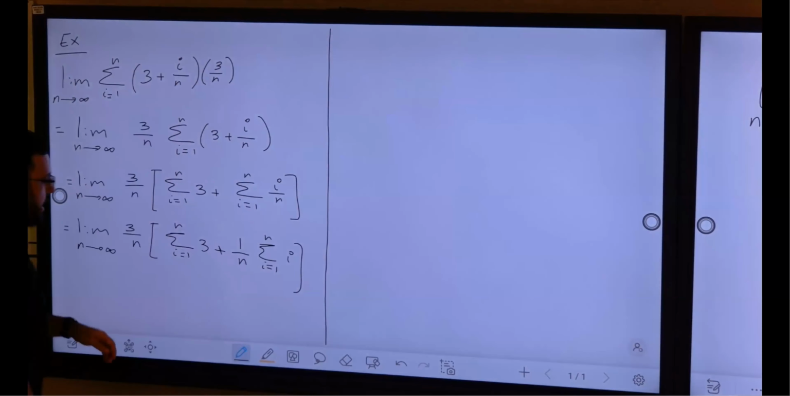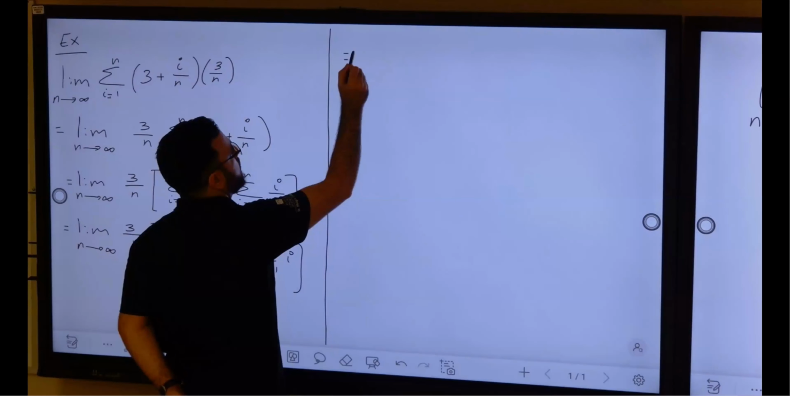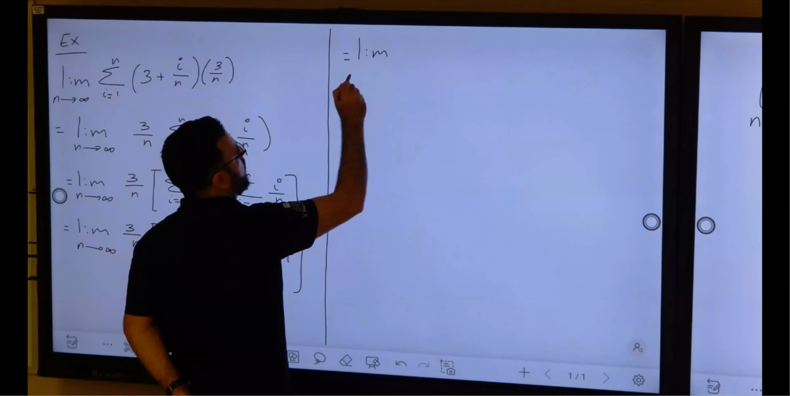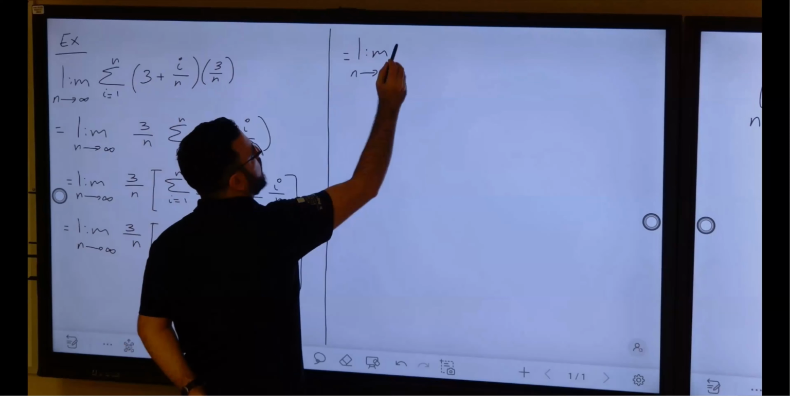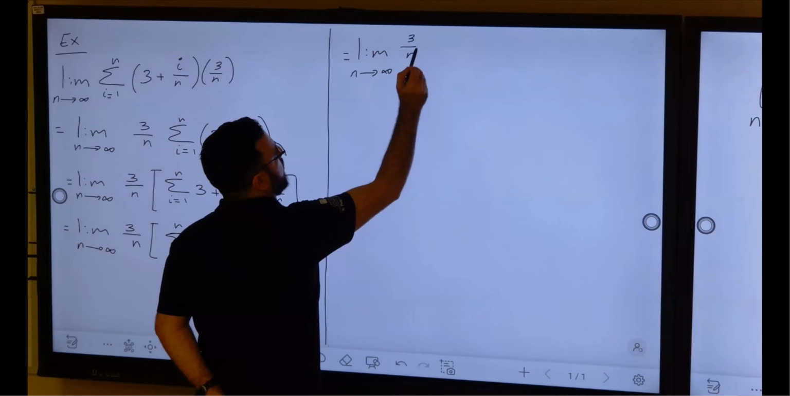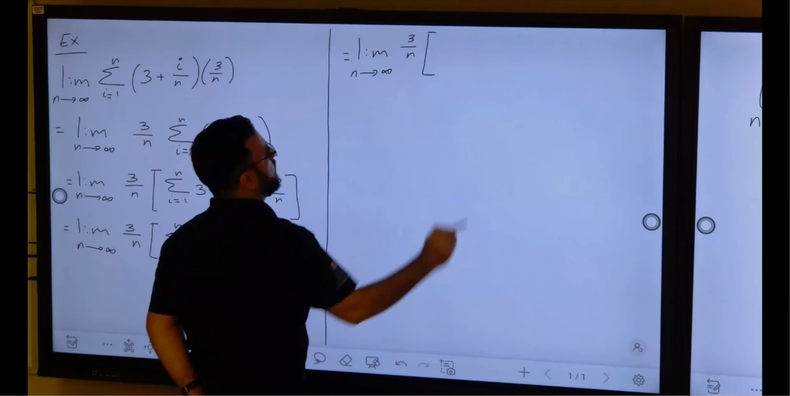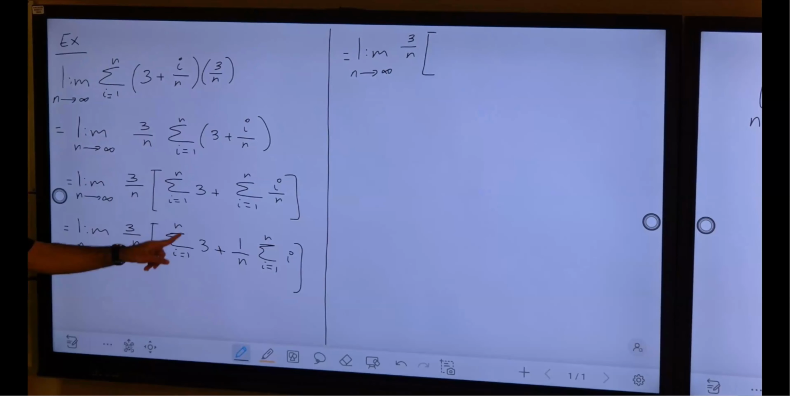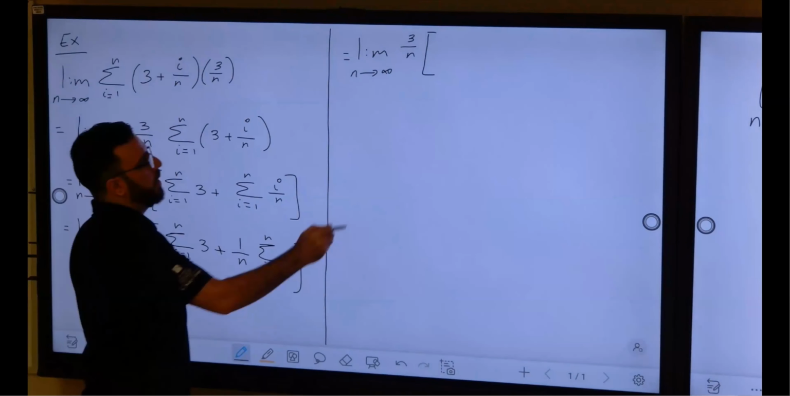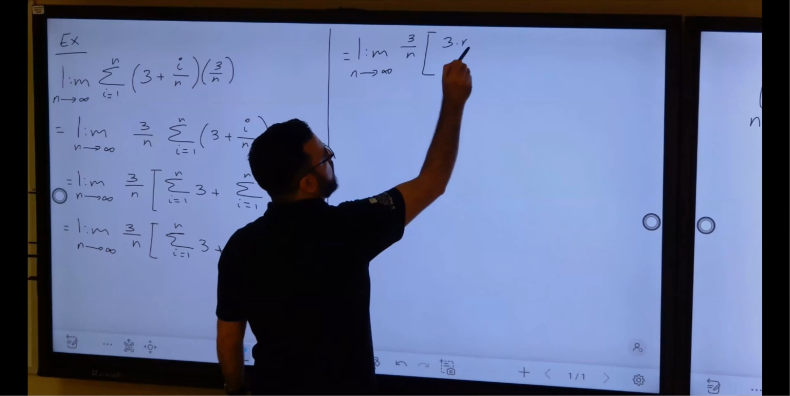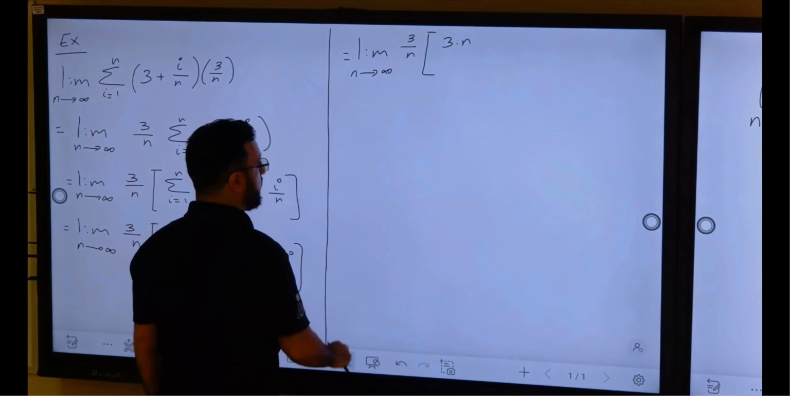You see the limit? I'm just going to keep the limit until the last part. Now here's the limit as n goes to infinity, and here's the 3 over n. Let's see the first part. Summation of a constant. So it's going to be 3 times n. So here is the 3 times n, which is 3n.